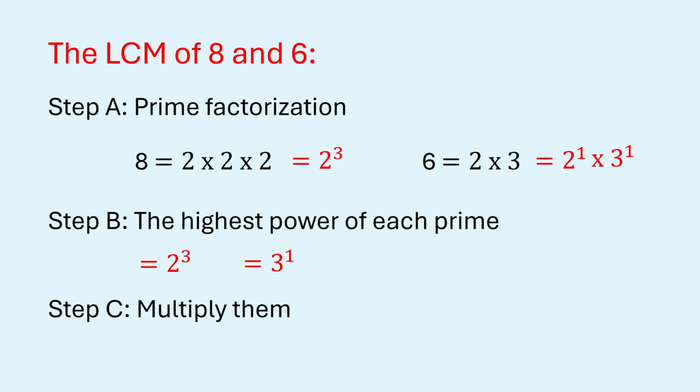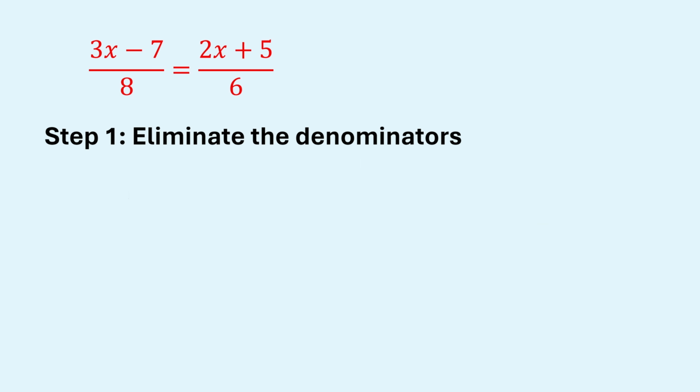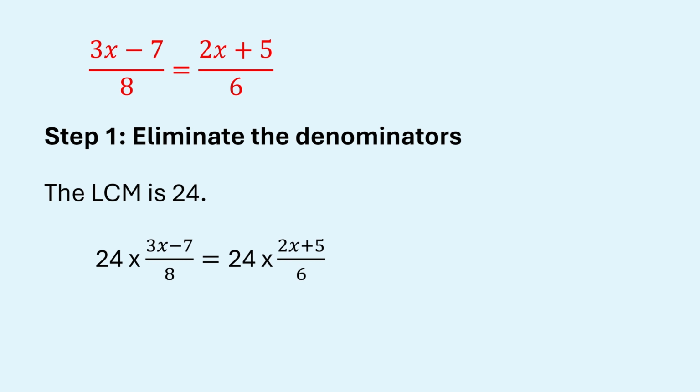Now multiply them together. LCM equals 2 to the power of 3 multiplied by 3 to the power of 1, which is 8 multiplied by 3, which equals 24. So the LCM is 24. Now we multiply both sides of the equation by 24.